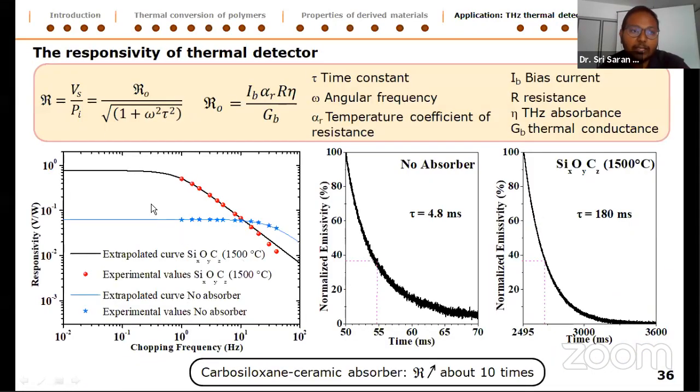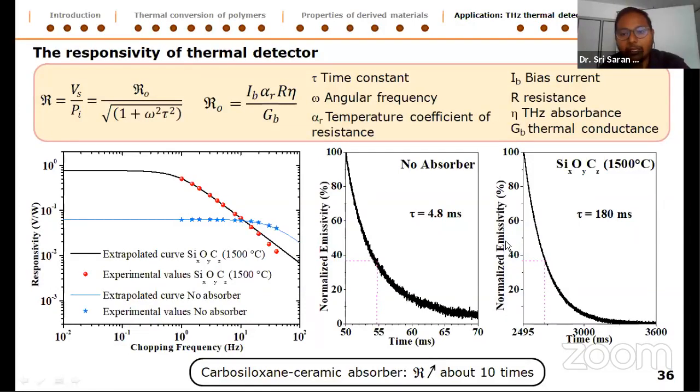And we measured the responsivity, that is the voltage that is developed in the platinum thermometer over the power of incident radiation. You can see it behaves well. We have obtained a responsivity of around 0.1 with the extrapolated curves that is given by the theory.